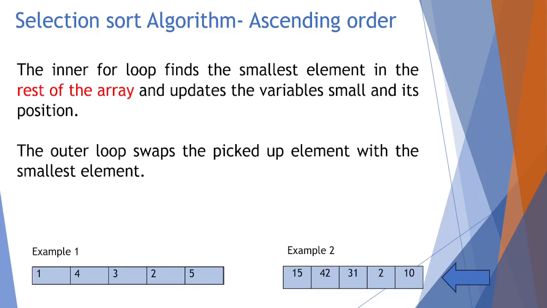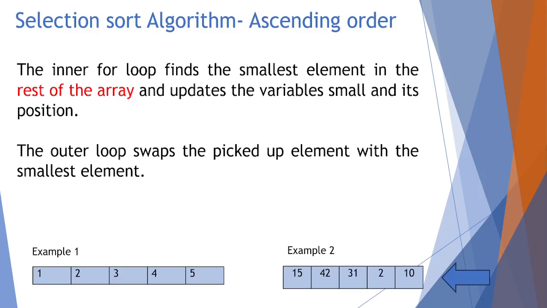Now, in the second iteration the outer for loop picks up the number 4, that is index 1. Now the inner loop, from 3 to 5, the rest of the array, checks if there is any smaller element, and it returns the smallest, that is 2. Now 4 and 2 are swapped. So the array is sorted with 2 swaps, compared to around 10 swaps in bubble sort.